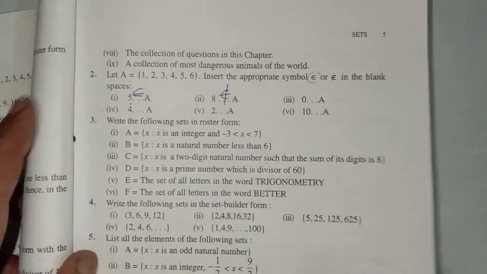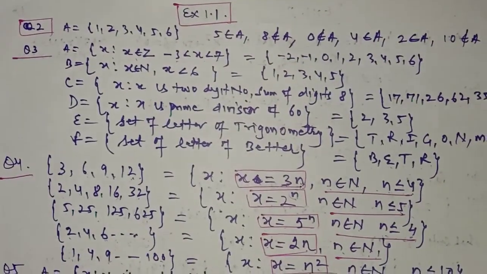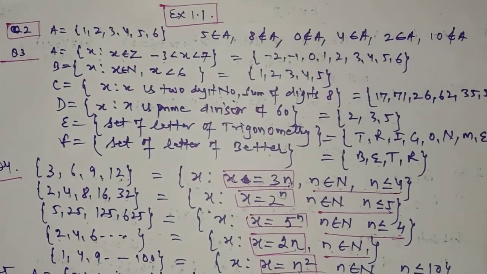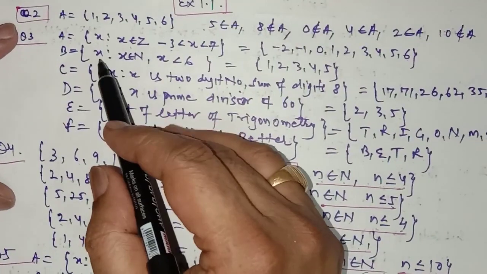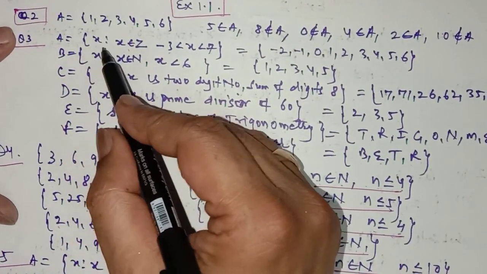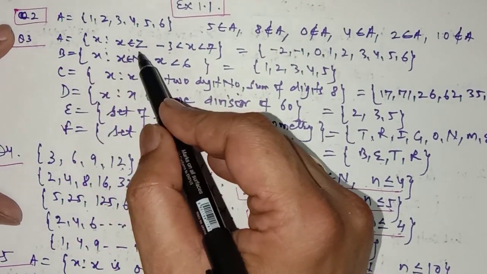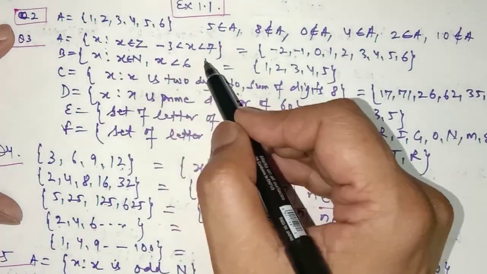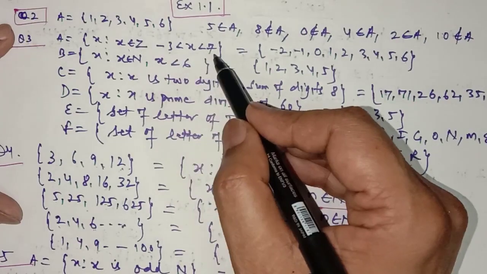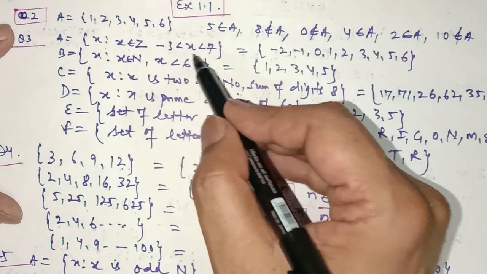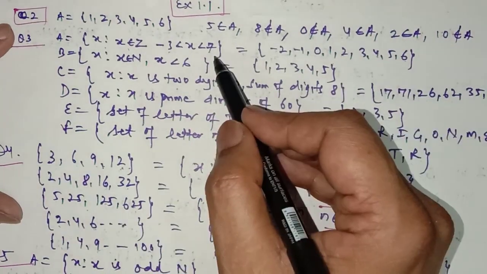Now in the remaining questions, that is question number 3, we have the set builder form, and you have to convert this into the roster form. It is somewhat easy, and we can do it easily. Let us say we have a set A, x such that x belongs to integer and x is greater than -3 and less than 7. So you can easily tell which integers are greater than -3 and less than 7. It is -2, -1, 0, 1, 2, 3, 4, 5, 6.